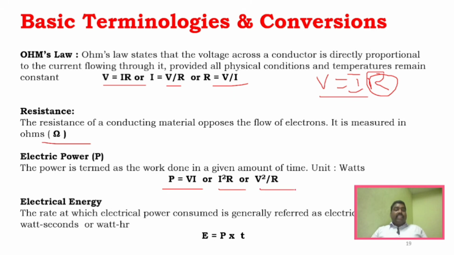Whereas electrical energy is the electrical power consumed. The amount of electrical power that is consumed is called electrical energy. Electrical power is the work done in a given amount of time, whereas E is equal to P into T, that is the amount of power that is transferred in an amount of time. That is called energy. All these are very basic information.